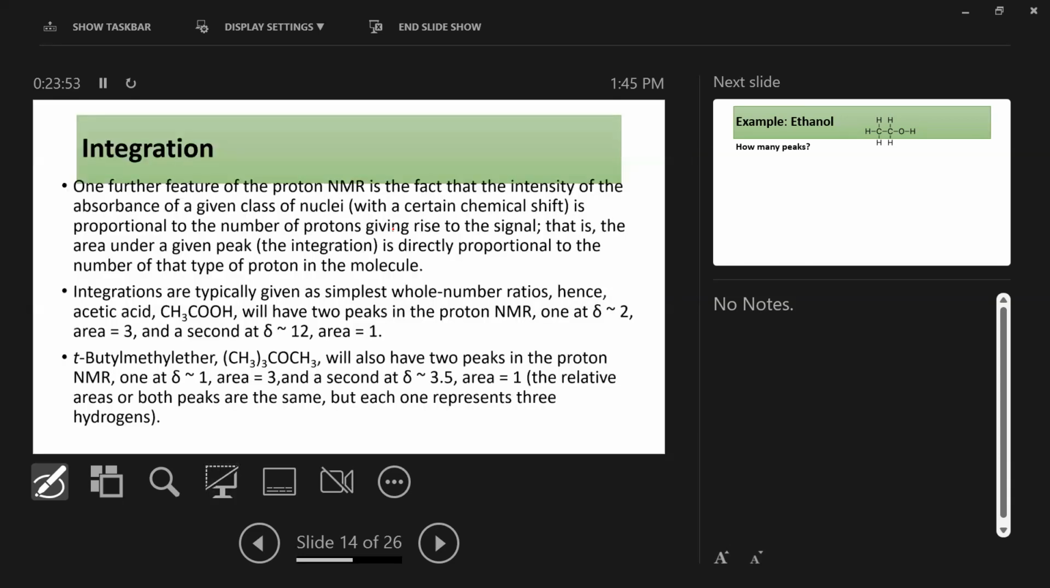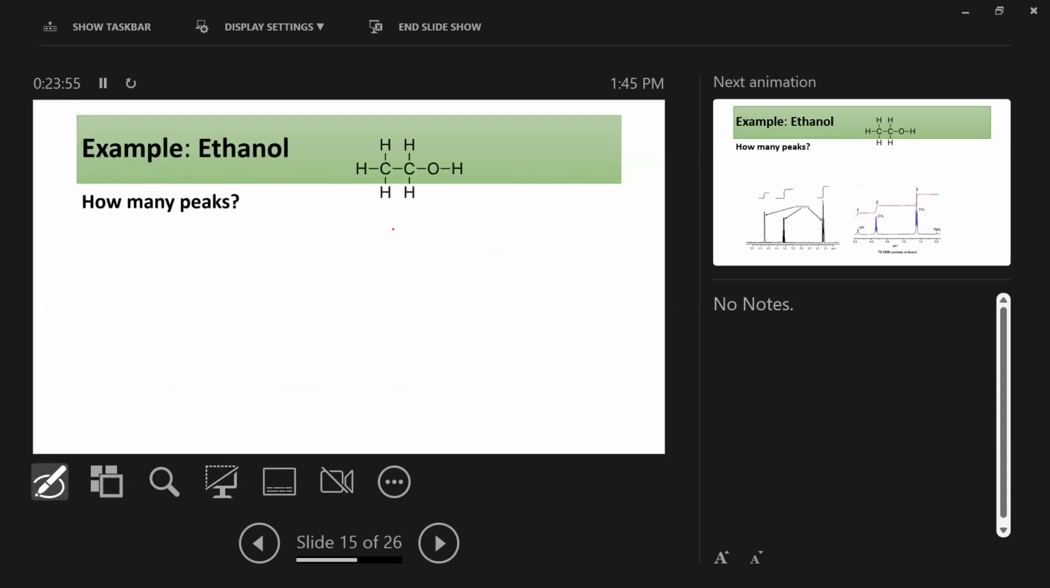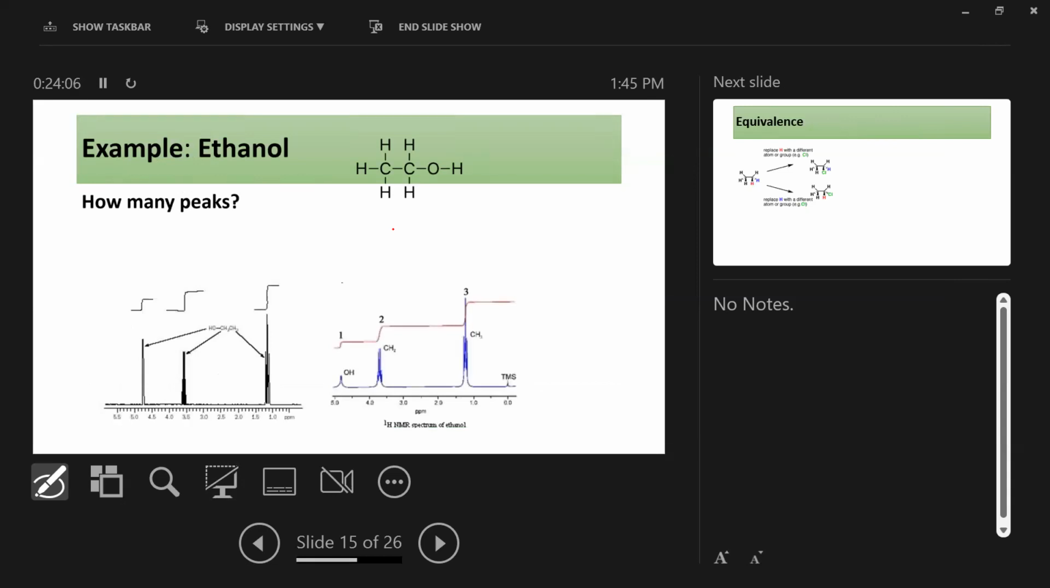Don't worry, we'll give an example. All right, so ethanol, how many peaks? 2, 3. All right, 3 peaks.